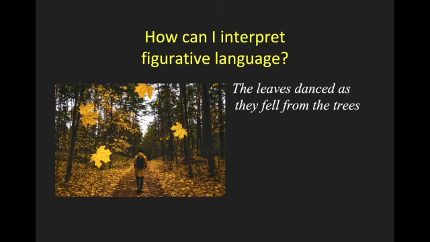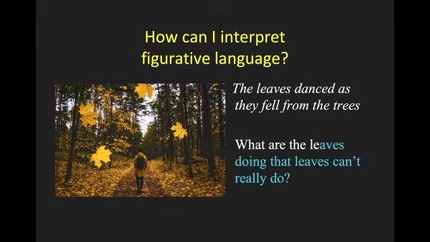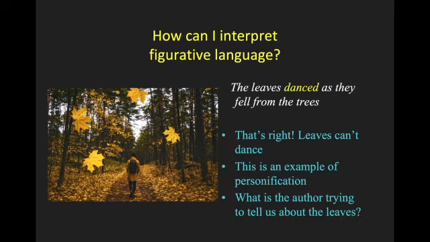Next, the leaves danced as they fell from the trees. So what are the leaves doing that leaves can't really do? That's right, leaves don't dance. Now this is an example again of personification. So what is the author trying to tell us about the leaves?